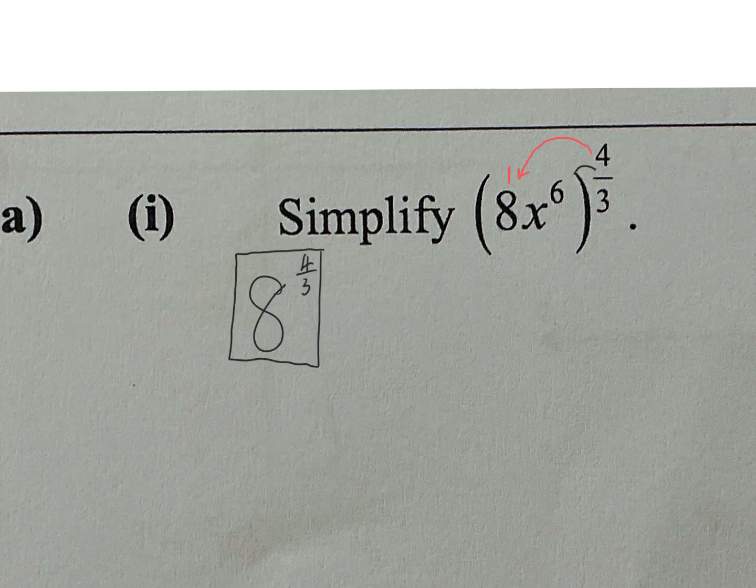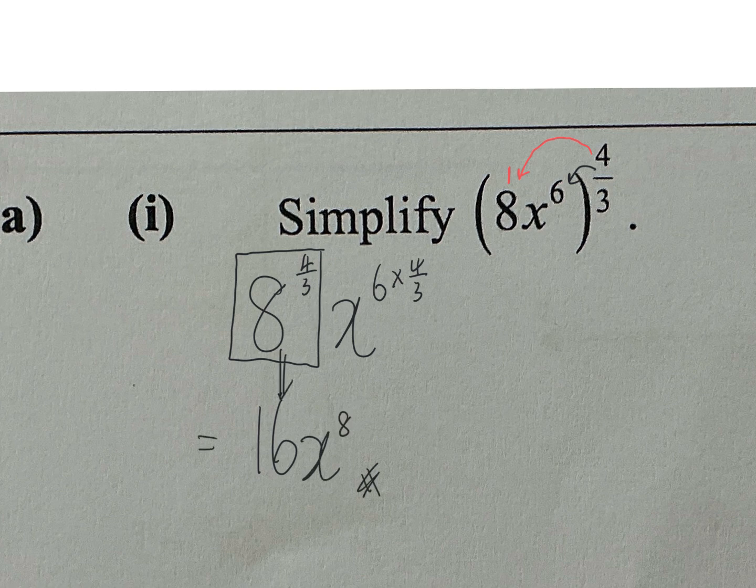And then this one also multiply by the power. So 6 times 4 over 3. So in the end, you should get 16 times 8. This thing can use calculator. Nobody stands there and sees whether you use calculator or not. So use calculator and get the 16.